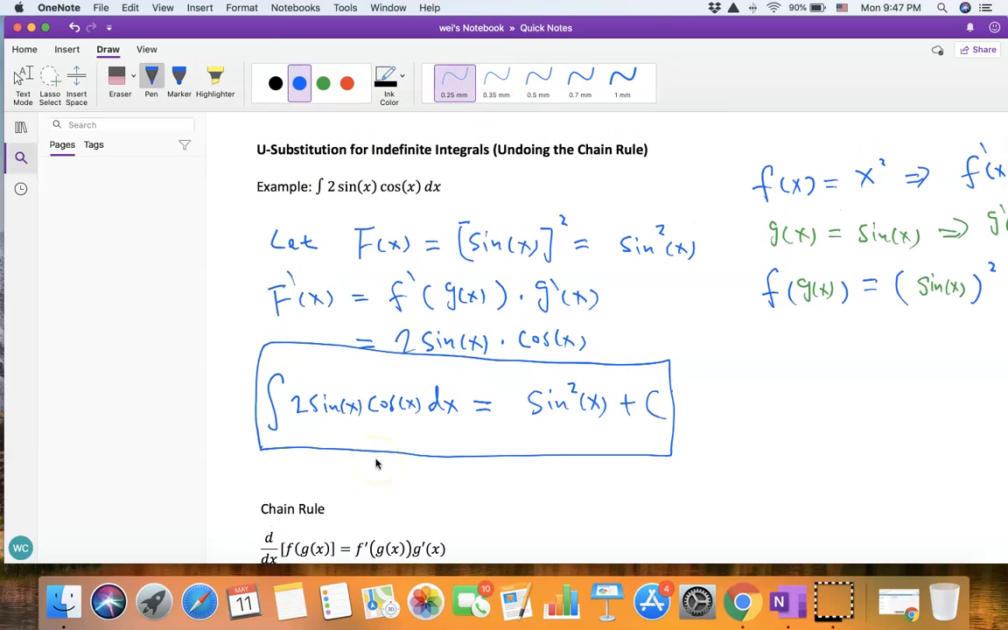You see what happened here? The function inside this integral is a result of a chain rule, right? It's the result when we apply the chain rule to this function. So we can get this.